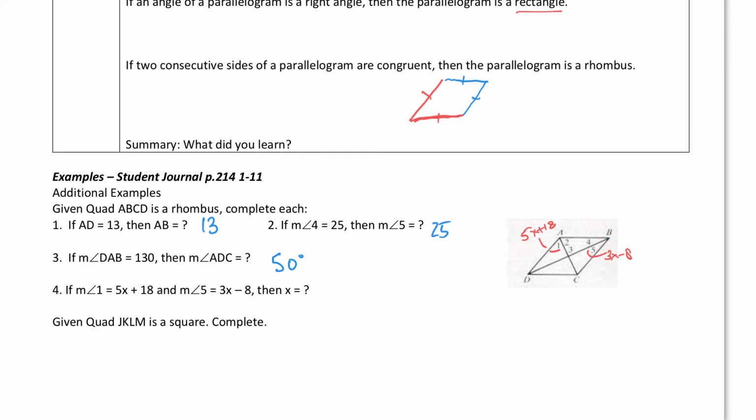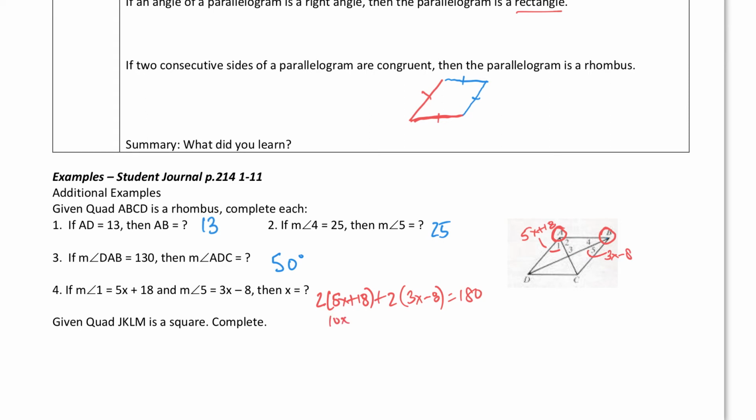So I can say this angle A, this full angle, plus the full angle of B, they're going to be supplementary, right? Because it's a parallelogram, it's a rhombus. We all know that. So that means 2 of these 5x plus 18s and 2 of these 3x minus 8s together have to be 180. So let's go ahead and solve this.